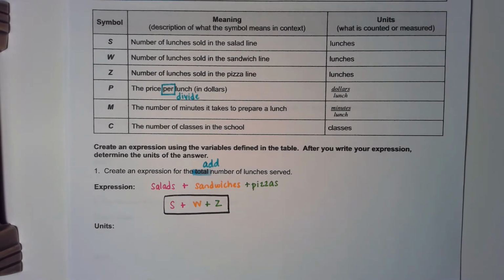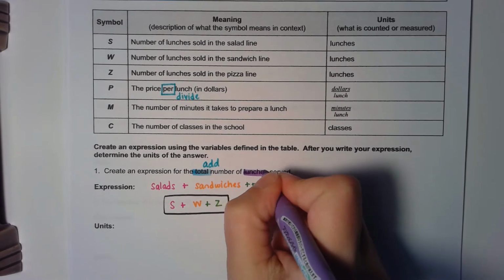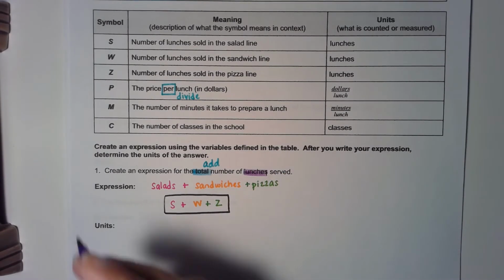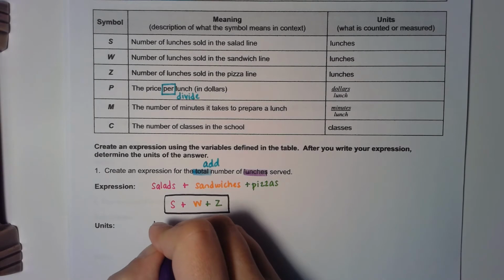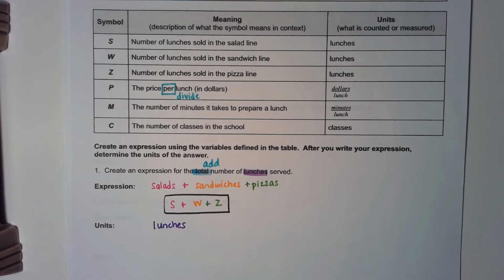Now, let's talk about units. If we're counting the total number of lunches that we served, then your answer here is going to be the number of lunches. So your units would just be lunches, because that's what we're counting, is how many lunches. So at the end, your answer would be like 35 lunches. So your units would be lunches.